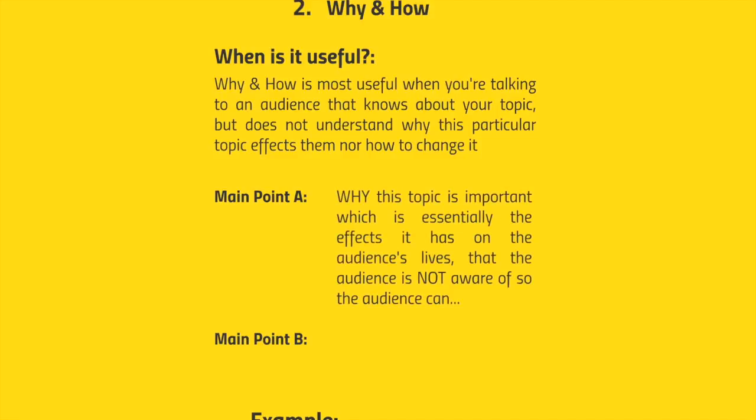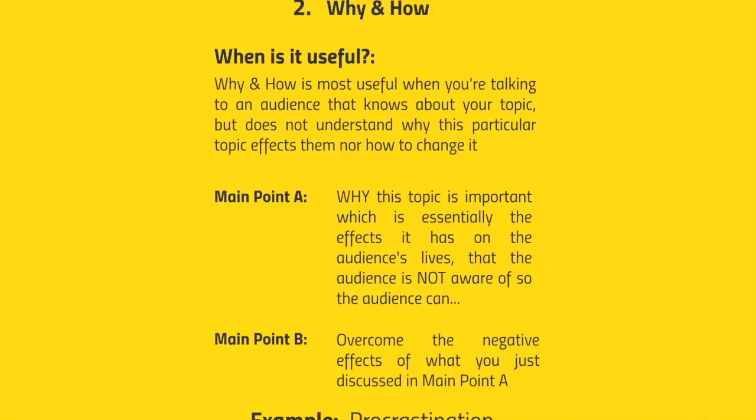So main point A is why this topic is essentially important, or in other words, what effect it has on the audience's lives. It would just be easier if I read this, but I'm trying to speak conversationally. So here's the thing. The audience is not aware of the effects this topic has on their life, and so you need to tell them that and then give them tips on how they can overcome these effects.